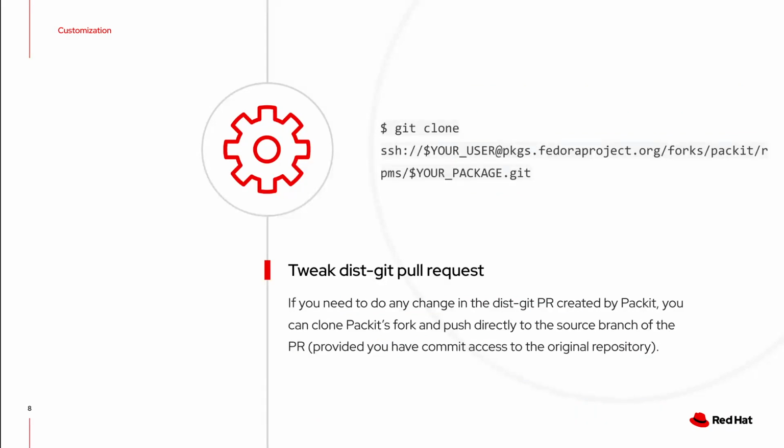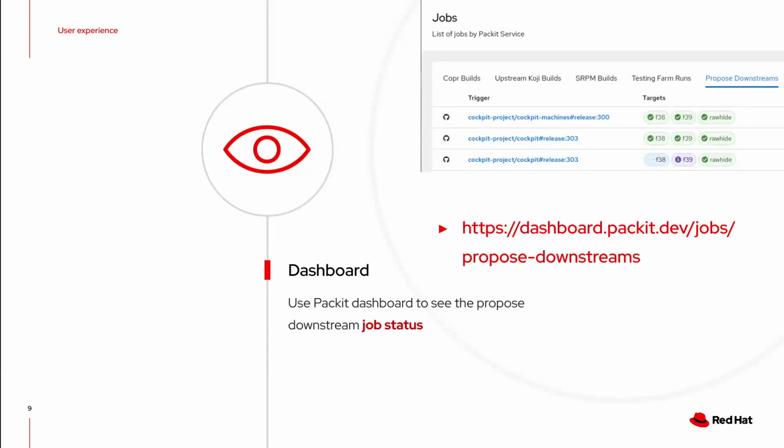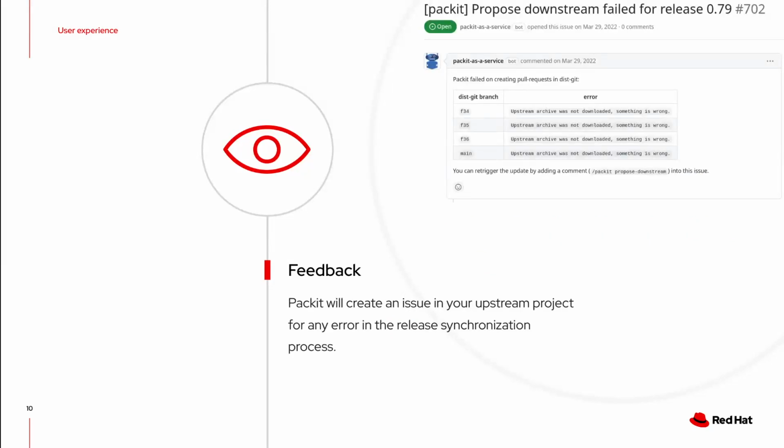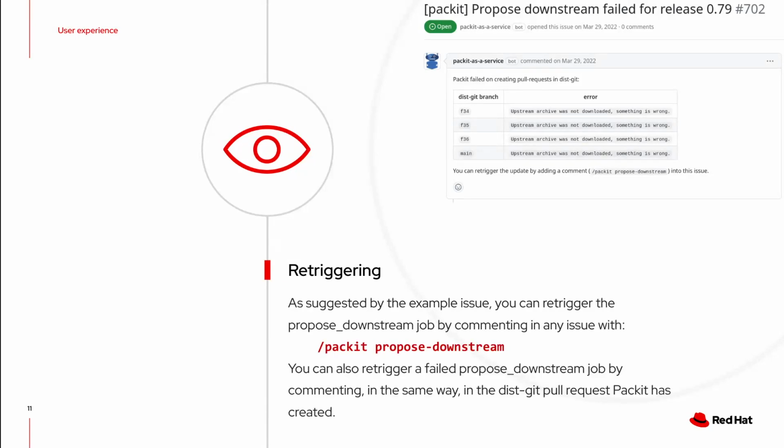Once Packit has created the downstream pull request, you can easily modify it if you want to. You can watch the proposed downstream job statuses using our dashboard. Packit will create an issue in your upstream project if any error happens during the release synchronization process. You can always retrigger a failed job, commenting in the issue or in the pull request Packit has created.